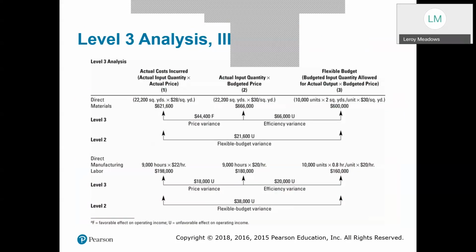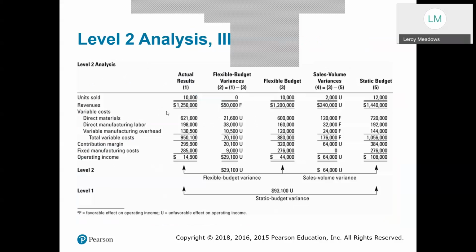Now, when we're going to lay it out, and sometimes it's really good to lay it out just the way the book has right here. Let's take a look at materials. Let's lay it out in these three categories here. Our first category is going to be actual cost incurred, which is our actual input quantity. How many square yards of material did we actually use? Times the actual price paid, which was $28 per square yard. And that gives us our actual cost of materials used, $621,600, which we see right here on the level 2 analysis.